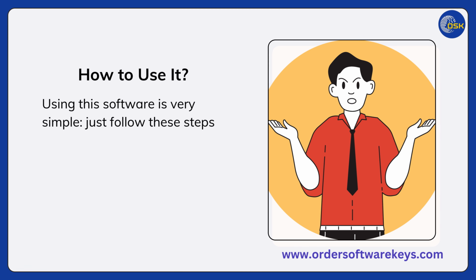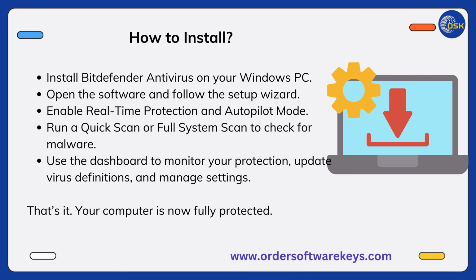Now, how to use it. Using this software is very simple. Follow these steps. Install Bitdefender Antivirus on your Windows PC. Open the software and follow the setup wizard. Enable real-time protection and autopilot mode. Run a quick scan or full system scan to check for malware. Use the dashboard to monitor your protection, update virus definitions, and manage settings. That's it. Your computer is now fully protected.